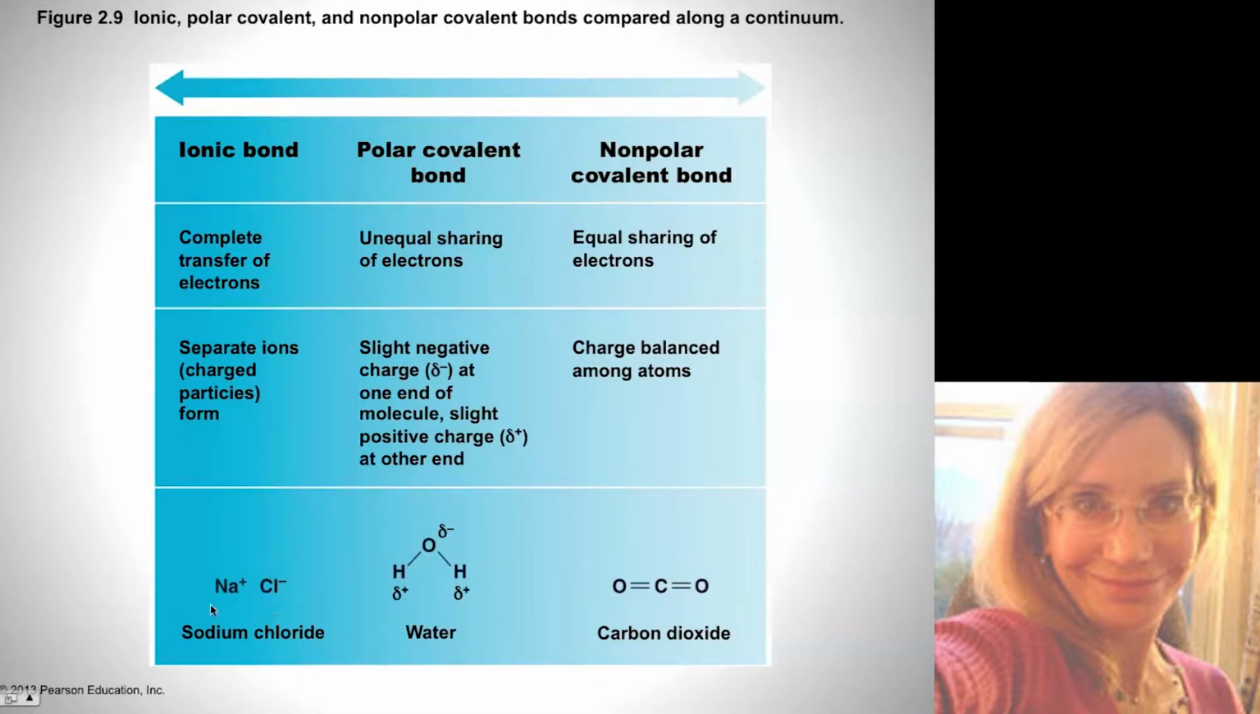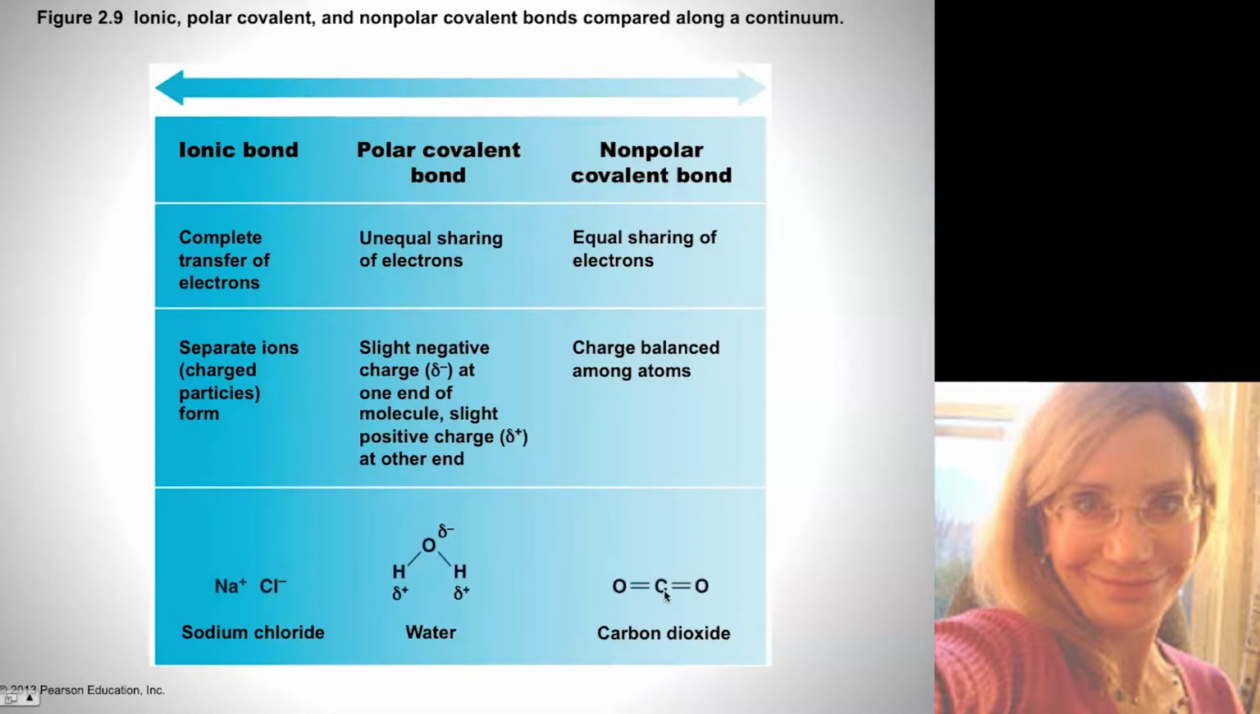The only thing is, remember then the sodium atom will end up with one less electron, so it has a positive charge, and the chlorine atom has one extra electron, and that's why it becomes a chloride ion, which has a negative charge. The next bond that was discussed was the nonpolar covalent bond, where you have an equal sharing of electrons between two atoms. The charge is balanced among the atoms, and the example that was given to us was carbon dioxide.